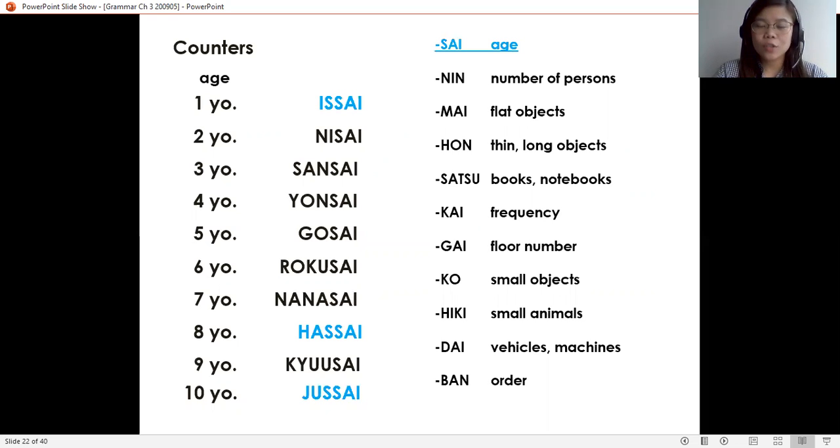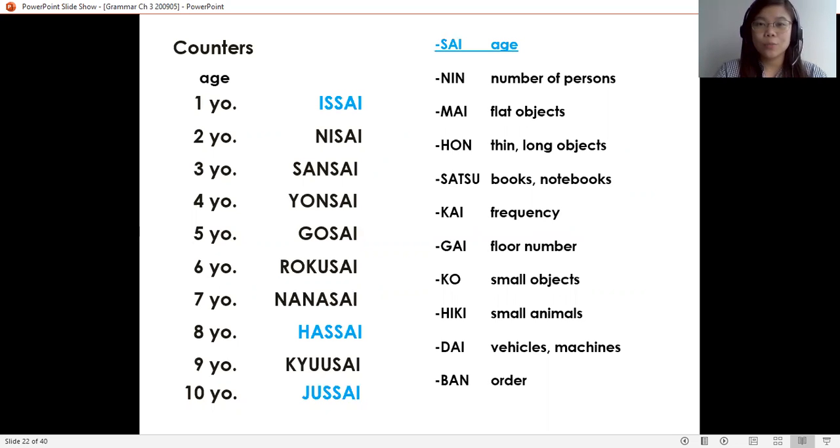So for your special counters, once you are able to master 1 to 10, then it'll be very easy for you to count in higher numbers as long as you know this 1 to 10. So first, let's take note of our special pronunciations or special sounds. We have 1-year-old issai, 8-year-old hassai, and 10-year-old jussai. Okay, so again, please take note that for sai, we have a special pronunciation for 1, 8, and then 10.